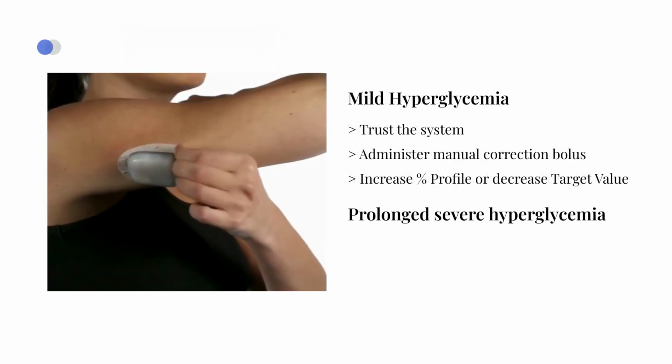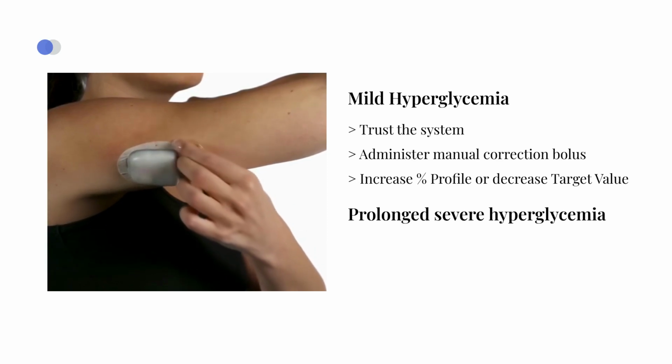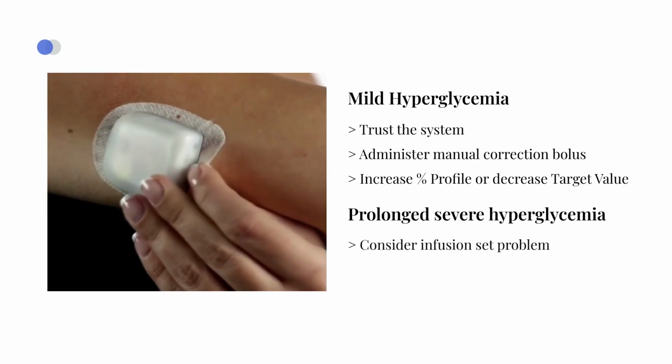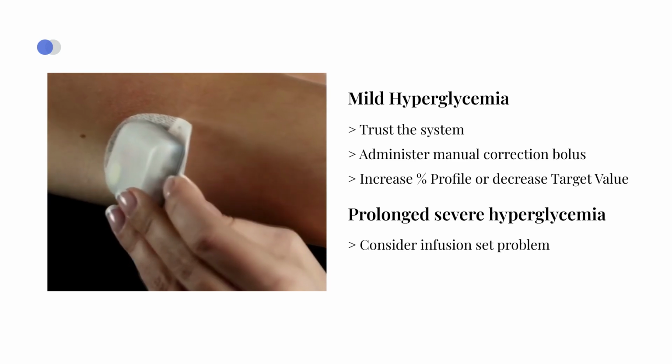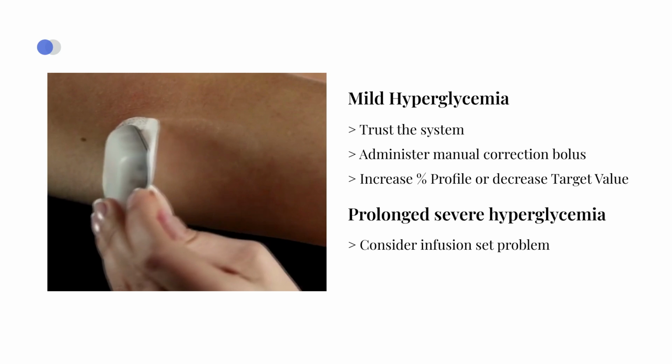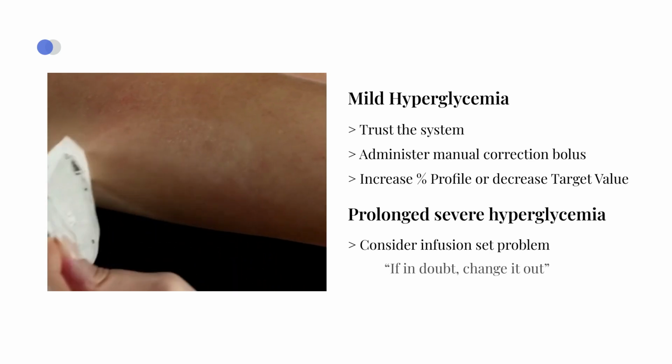In situations of prolonged and severe hyperglycemia, it is important to consider the possibility of an infusion set problem. When in doubt, it is advisable to change your infusion set or pod. Remember the phrase, "if in doubt, change it out."